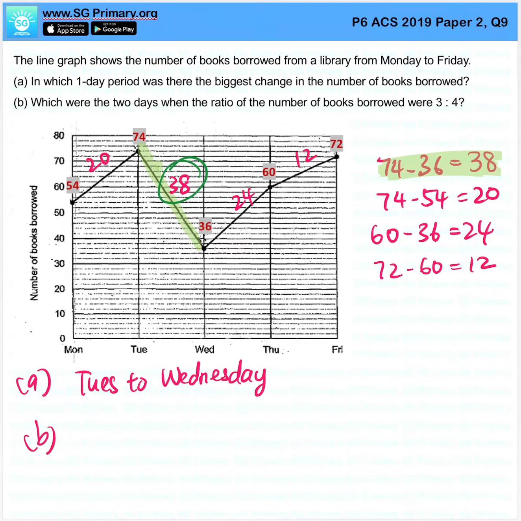B. Which were the 2 days when the ratio borrowed was 3 is to 4? Let's look at 54 is to 74. When we divide it, we will find that the ratio is 3 is to 4, which is Monday and Tuesday.